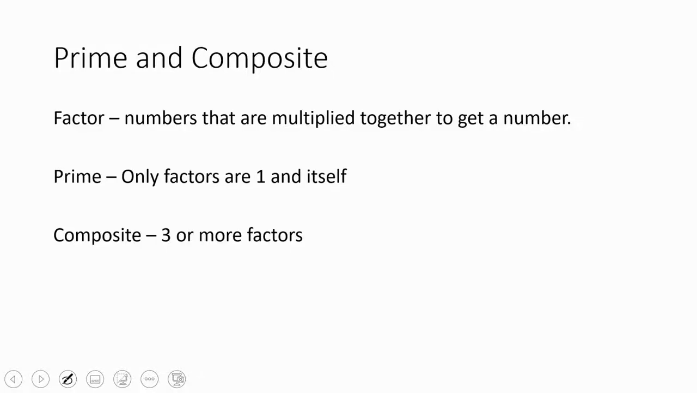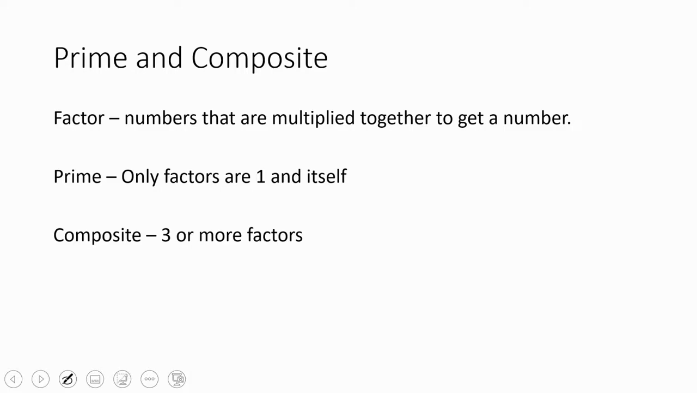Hey guys, we're going to talk about the difference between prime numbers and composite numbers. Okay, so before we get into that, I just want to once again define what a factor is. Factors are numbers that are multiplied together to get a number. That's not a very formal definition, but hopefully one that's going to be easy for us to understand.